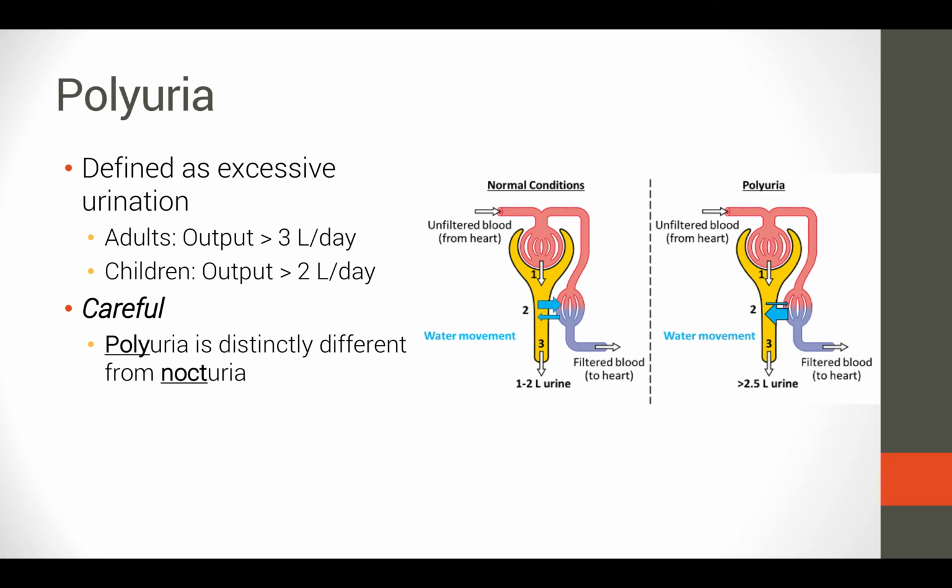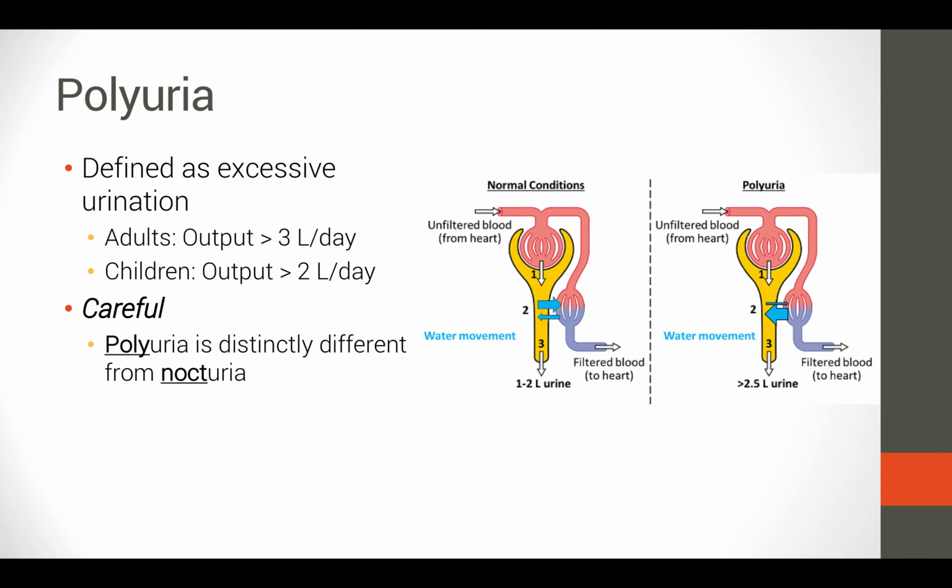For children, that marker is a little bit lower. They're smaller individuals, so understandably it would be lower. So the urinary output would be greater than 2 liters per day, and that is what we would define as polyuria in children.